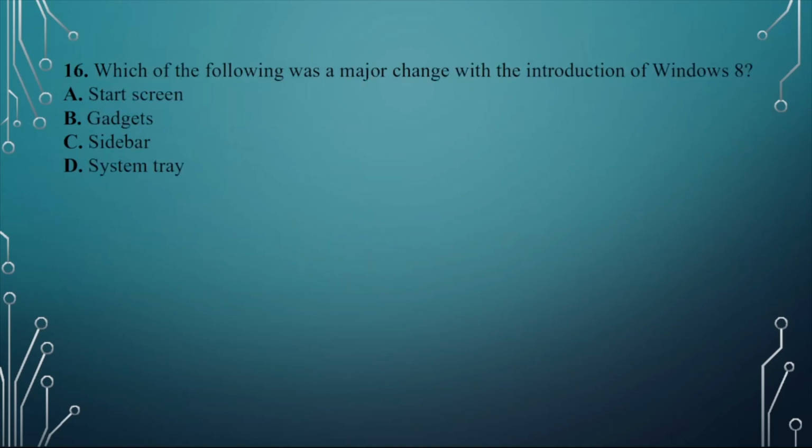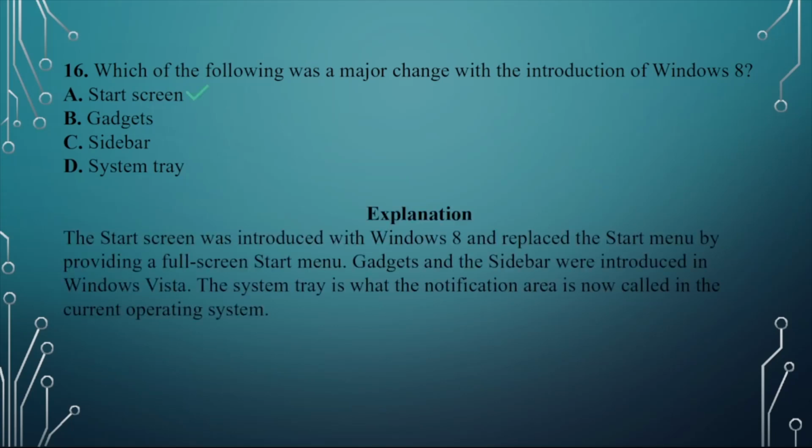Question number 16. Which of the following was a major change with the introduction of Windows 8? A. Start screen. B. Gadgets. C. Sidebar. D. System tray. The answer here is A. Start screen. So the Start screen was introduced with Windows 8 and replaced the Start menu by providing a full screen Start menu.